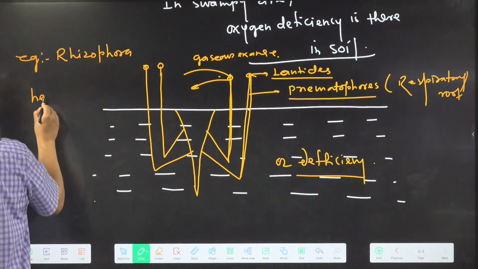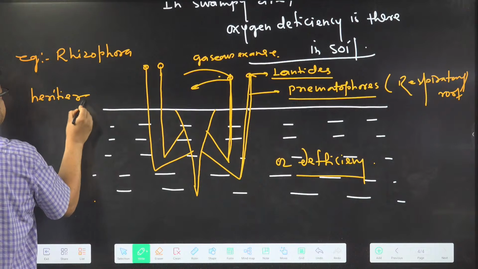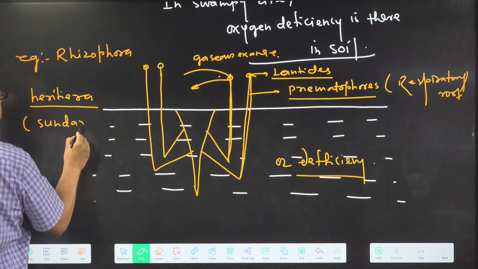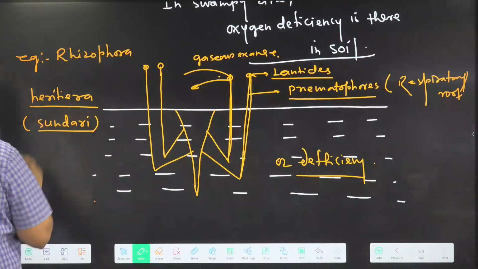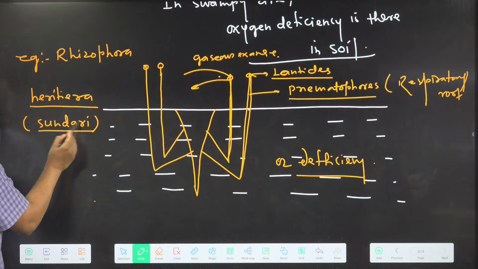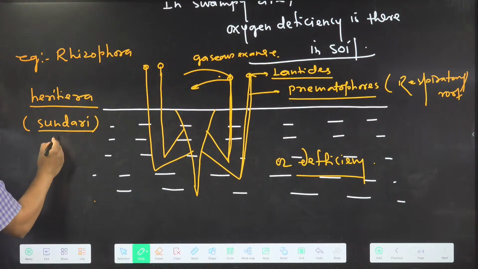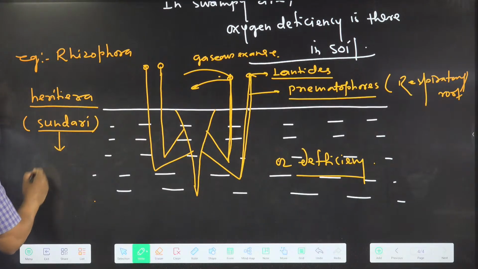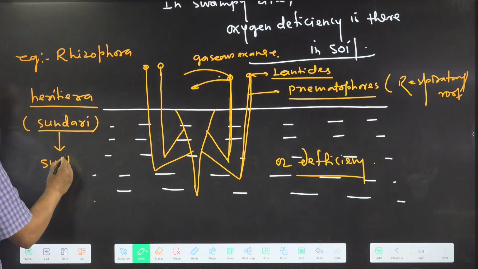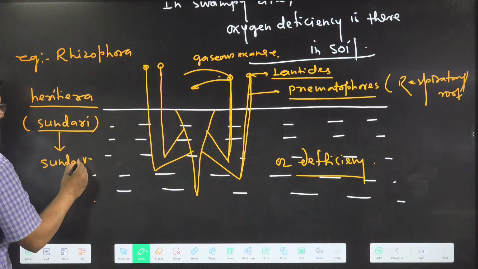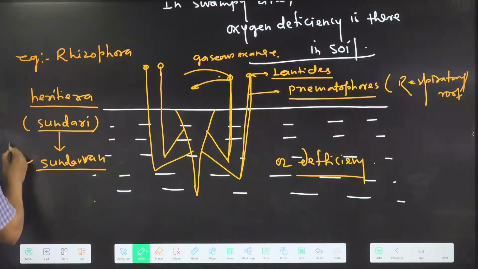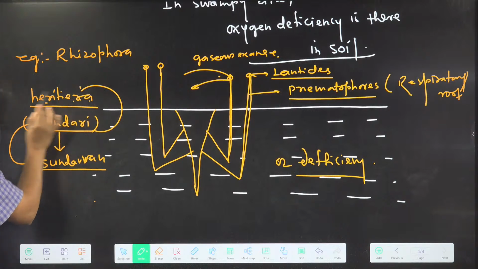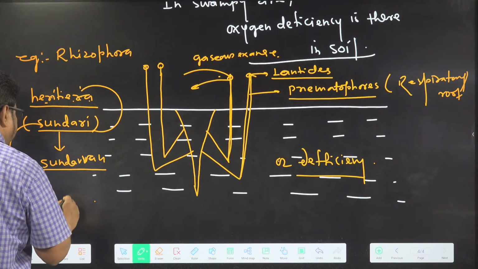Another example is Heritiera. Heritiera is also called Sundari. Heritiera is the botanical name, and Sundari is the Hindi name. This Sundari is abundantly present in the delta of Ganga and Brahmaputra, and that is the reason we call it Sundarban. So in Sundarban, which plant is there? The Sundari plant. What is the genus? Heritiera. It is a mangrove plant. Another example I am writing.